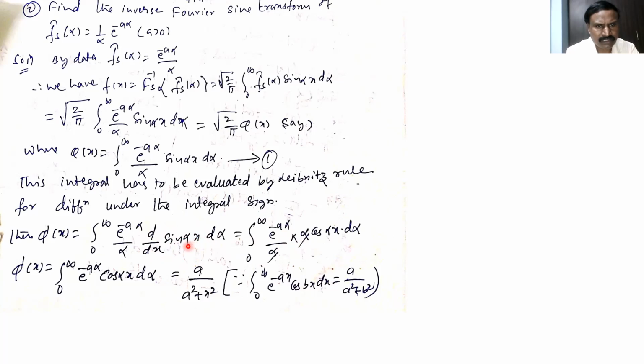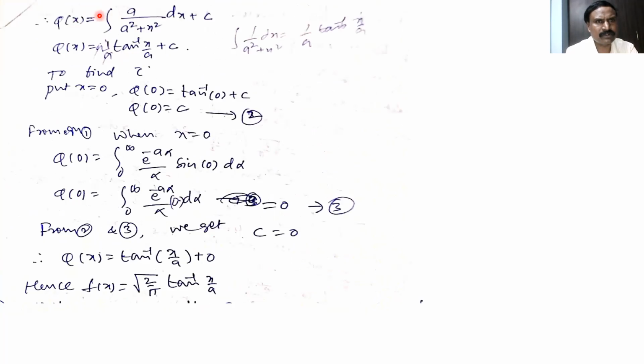What will we get? Derivative of sin alpha x is cos alpha x. Alpha is not a function of x, so it is alpha only: alpha cos alpha x d alpha. Phi dash of x is equal to integral 0 to infinity, alpha alpha get cancelled, e to the power of minus a alpha cos alpha x d alpha. This is again a standard form. Integral 0 to infinity e to the power of minus ax cos bx is written as a divided by a square plus b square. Here alpha is there, here alpha x is there, so it is a divided by a square plus x square.